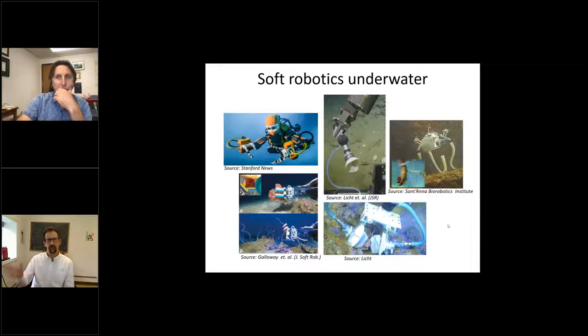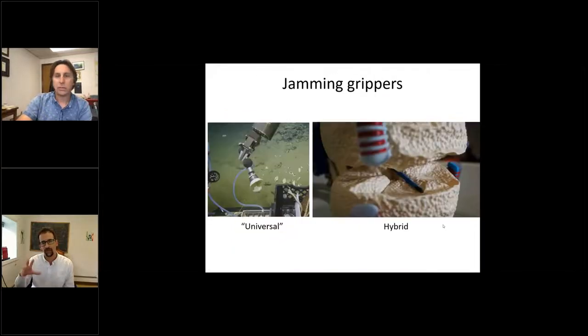So that sets the table a little bit, which is that we're operating in a very dense fluid, which allows us to create structures that are soft that we could never imagine using in air. At the same time, that softness, that flexibility gives us the opportunity to interact with things without crushing them or destroying them at first contact. So I'm going to talk largely about two different types of jamming compliant grippers.